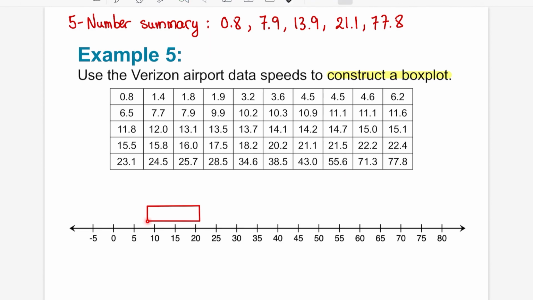So this is Q1 and this is Q3. And in the middle, we're going to draw the line at the median. So median is 13.9, somewhere here. So this box tells me about Q1, Q2, and Q3. My minimum is at 0.8, so I'm going to put a dot at 0.8. And I will connect from 0.8 all the way to Q1.